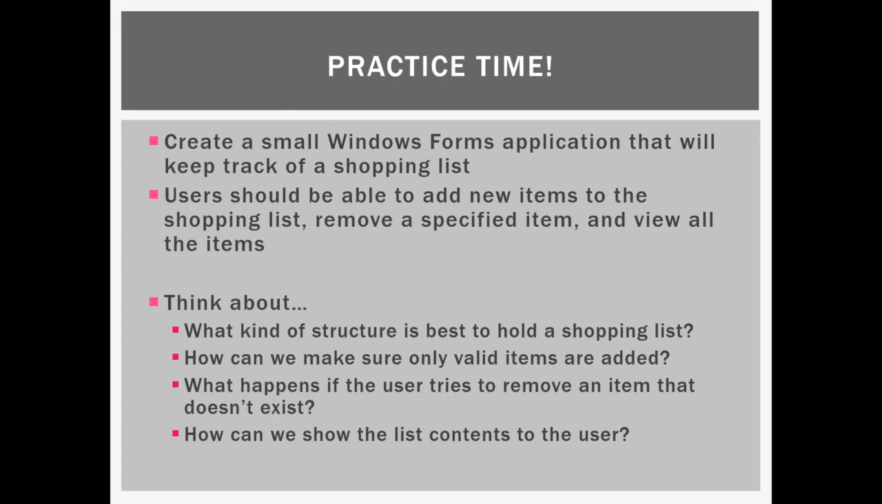You want to write things that are strings, so you don't want empty entries. You don't want a whole bunch of weird numbers or objects or anything like that. What happens if you try to remove bread from the list and there is no bread? Will your application break? How can we show the list to the user? What kind of options can we provide to them to manipulate their list?